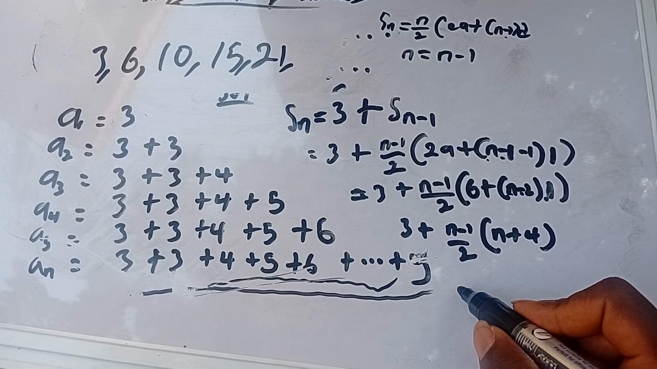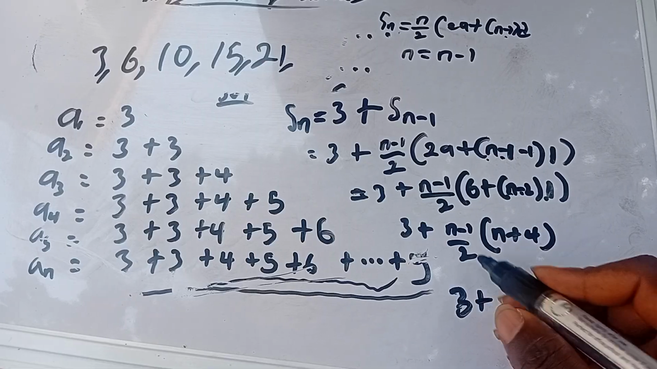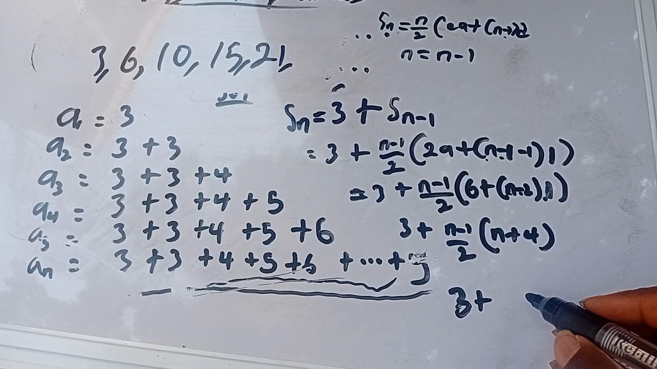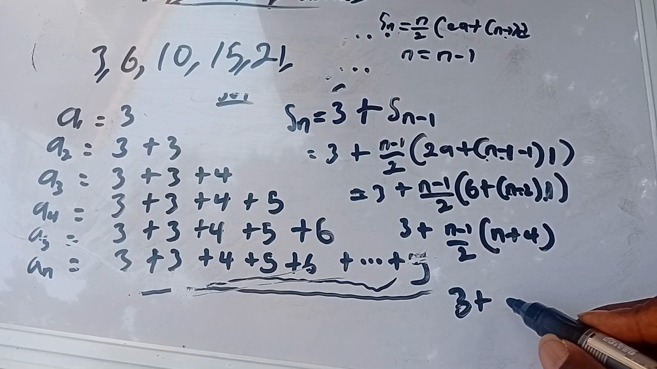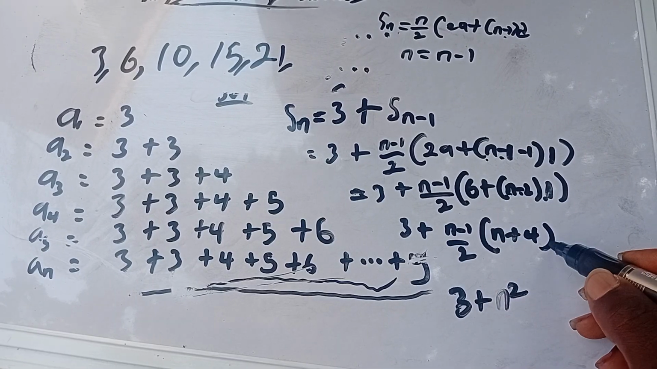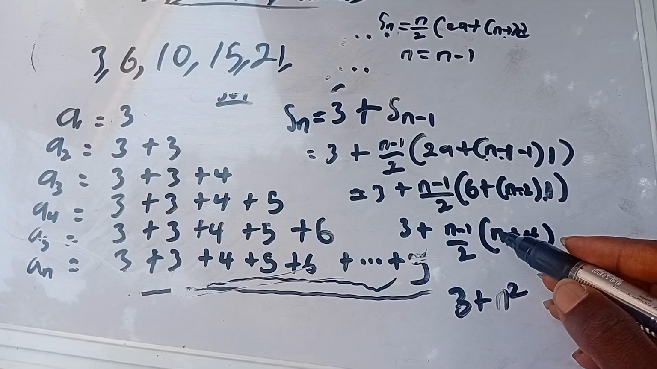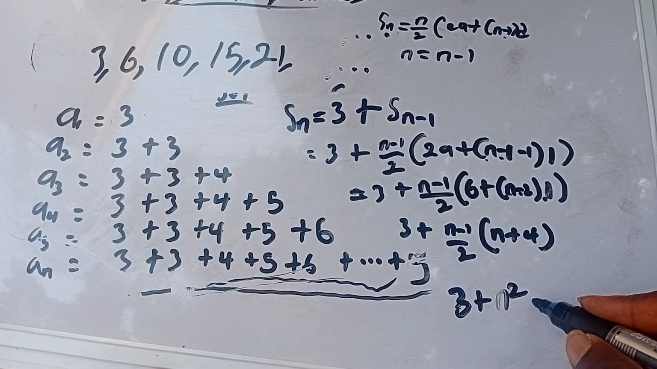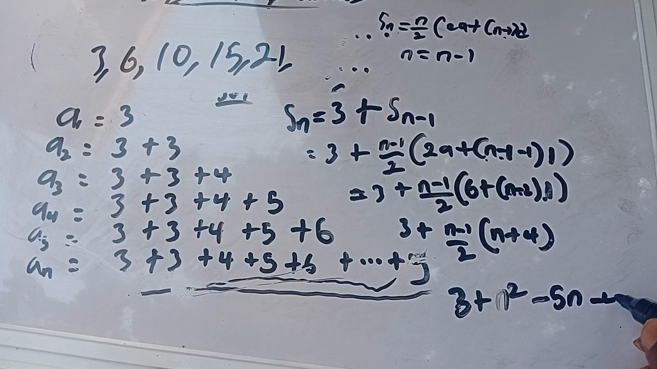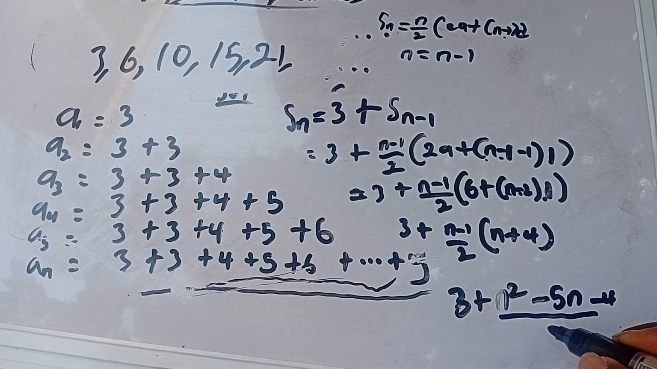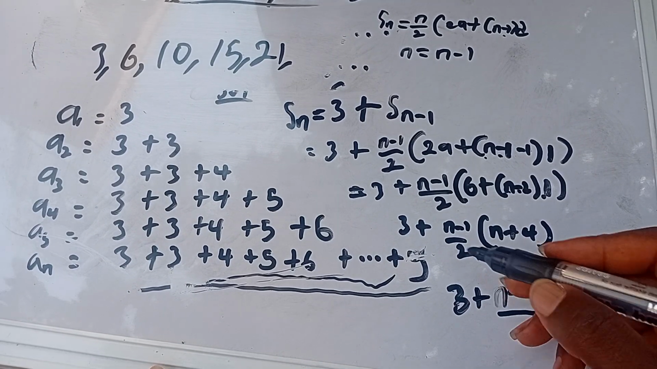So this gives us 3 plus n minus 1 times n plus 4. You can open the brackets. n times n is n square. n times 4 is 4n. Minus 1 times n is minus n. 4n minus n is 3n. Minus 1 times 4 is minus 4. Divided by 2. Don't forget, this 2 is not part of this.